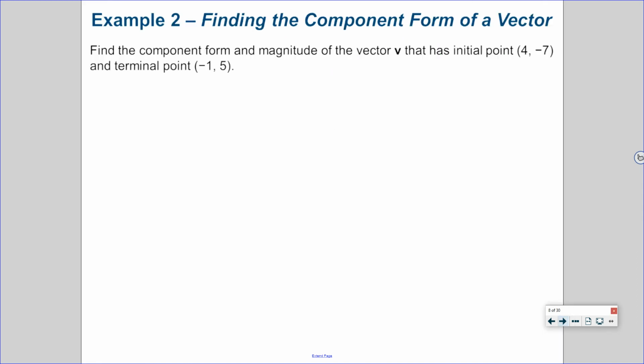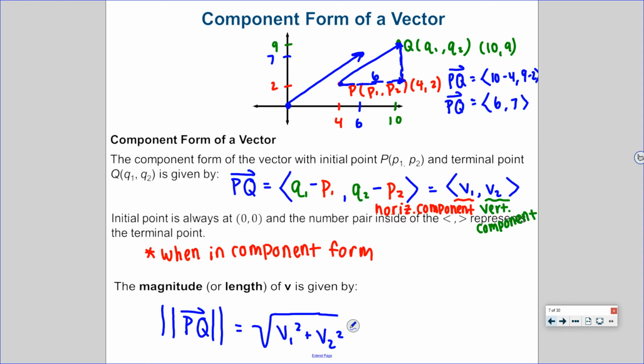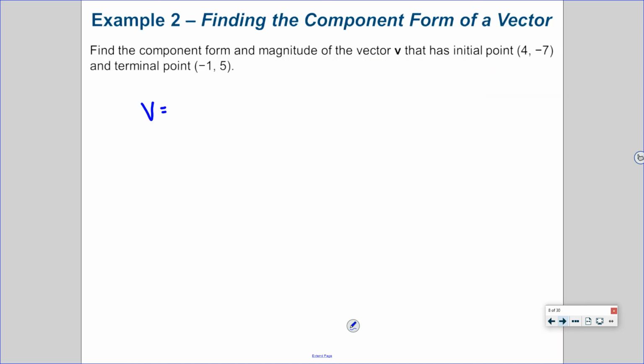Okay, so let's try this one. It says find the component form and the magnitude of the vector that has the initial point 4, -7, and the terminal point -1, 5. So we can do this without even graphing it. All right. So it says vector v, so lowercase bold letter. Okay, that's fine. They're writing it as a vector instead of a directed line segment, and you could do that too here if you want to. We could call this vector v if we want to. There's different ways we can notate that, but vector v has this initial point and this terminal point. So I'm basically trying to figure out, okay, what's the horizontal component between these two ordered pairs, and what's the vertical component.